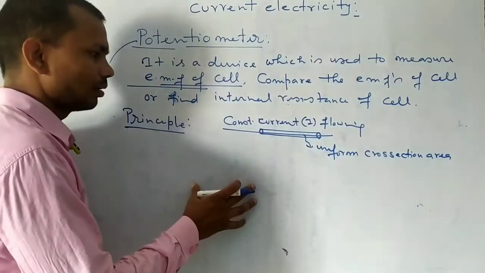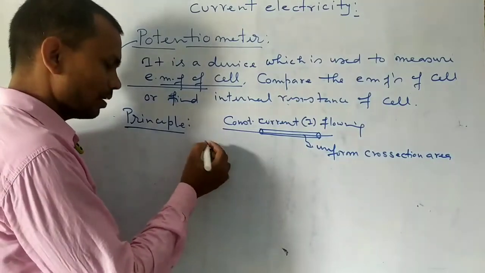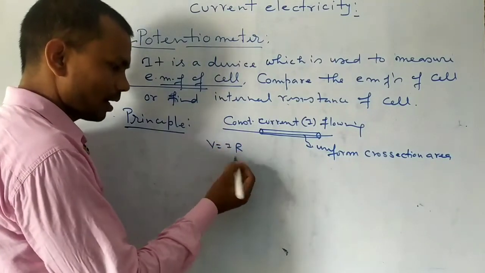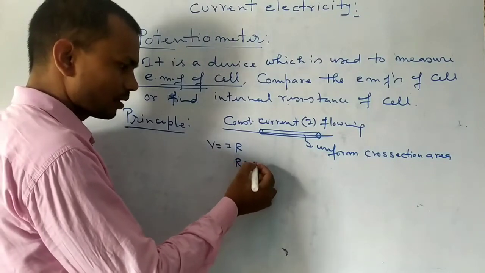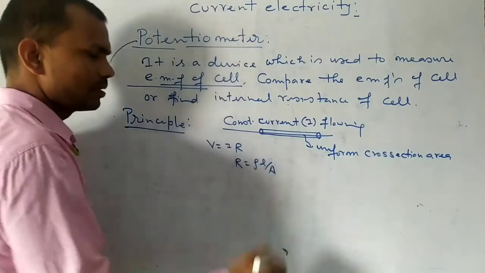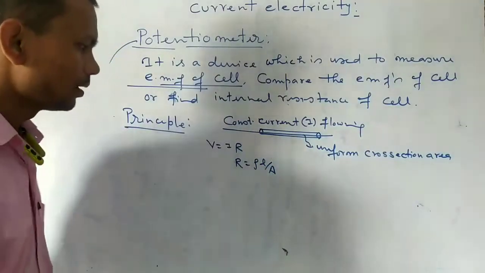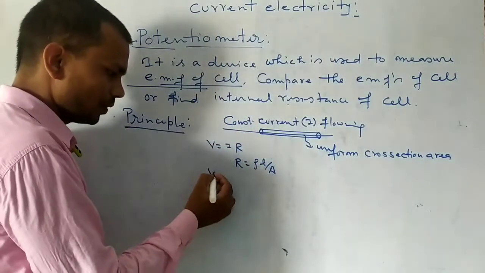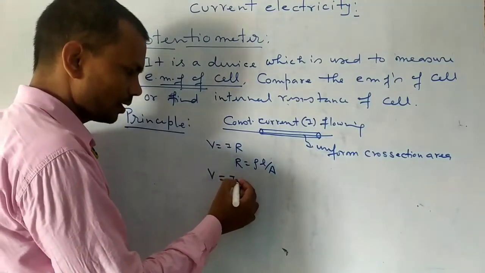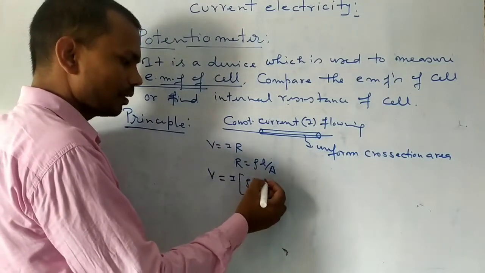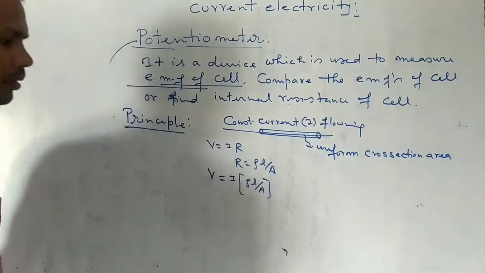Then here by Ohm's law what we will get? V equal to IR, and you know R equals rho L by A. So here I have to put V equal to I, and in place of R we can put rho L by A, right?